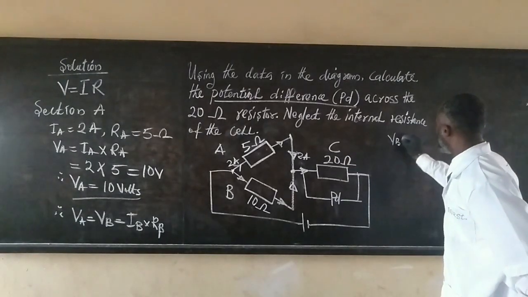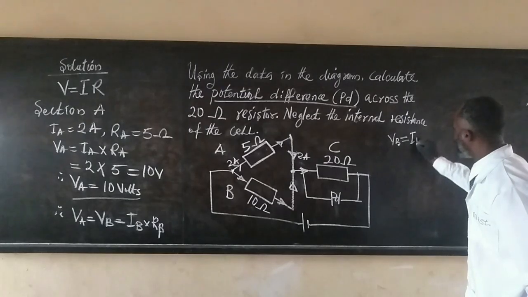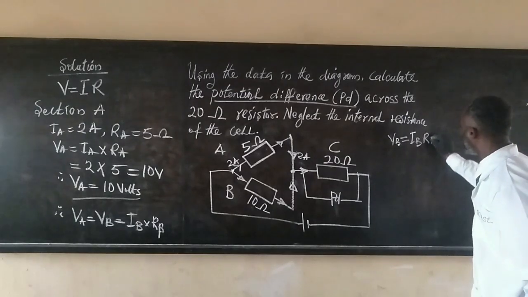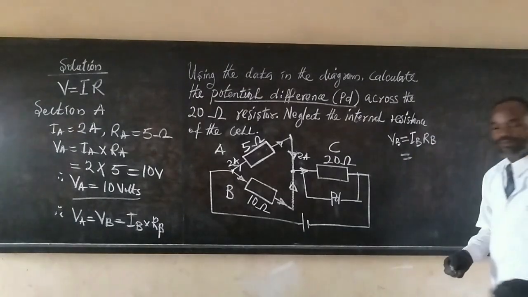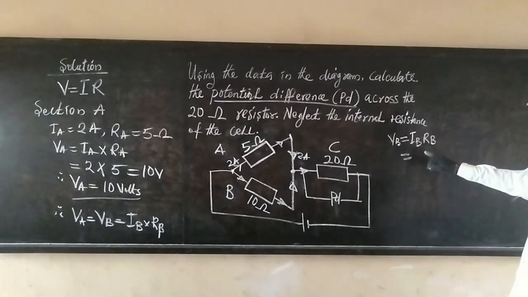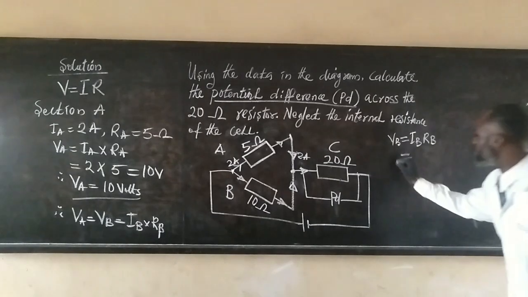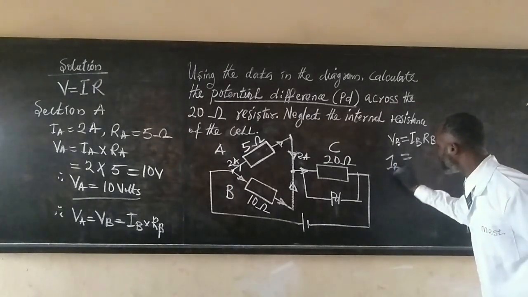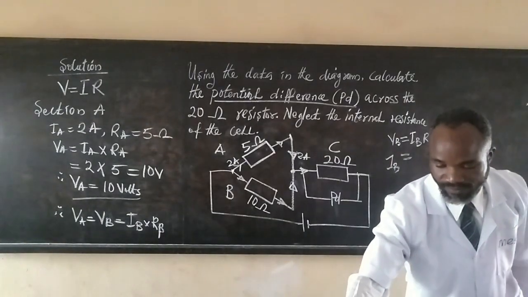VB is equal to IB, as we have stated earlier, and RB. And this gives, because we're looking for what? Current. Already we have RB, we have this now. So IB is the subject now. Let me pick chalk. Okay?